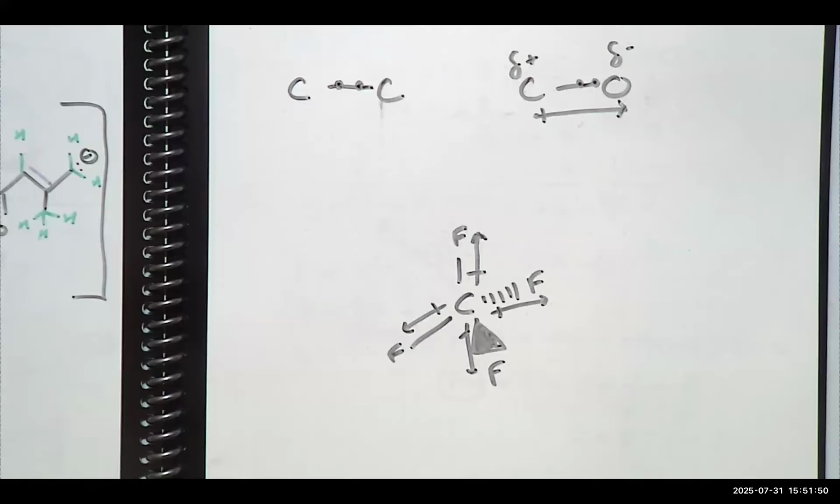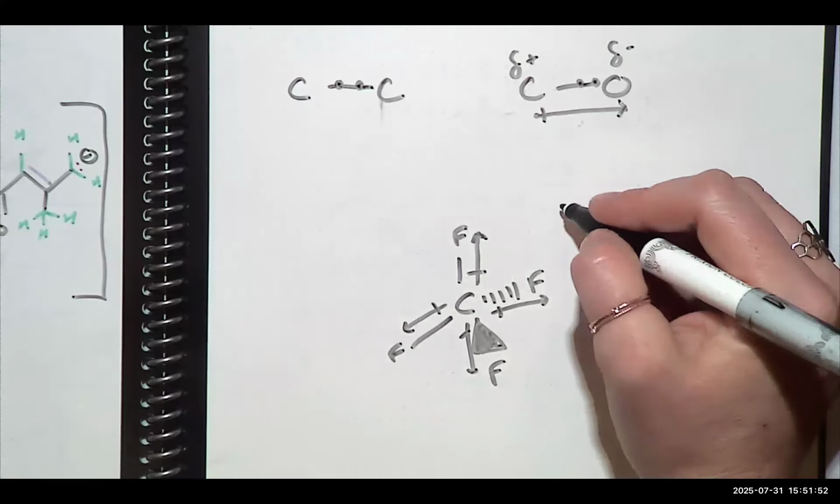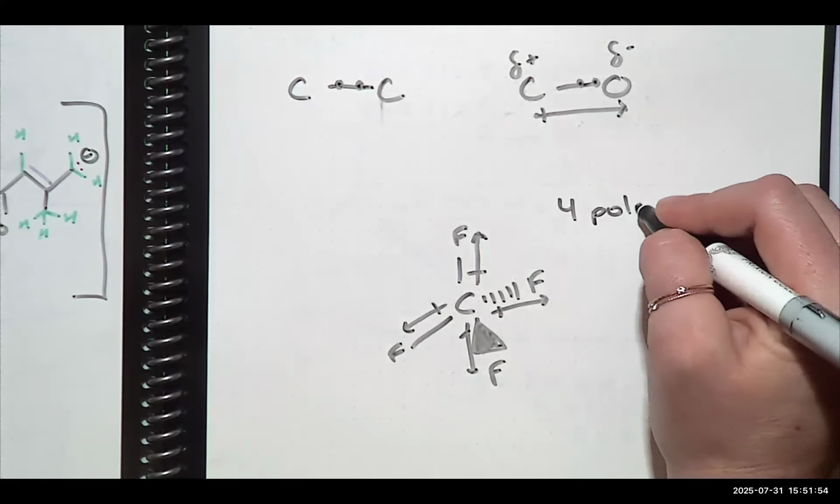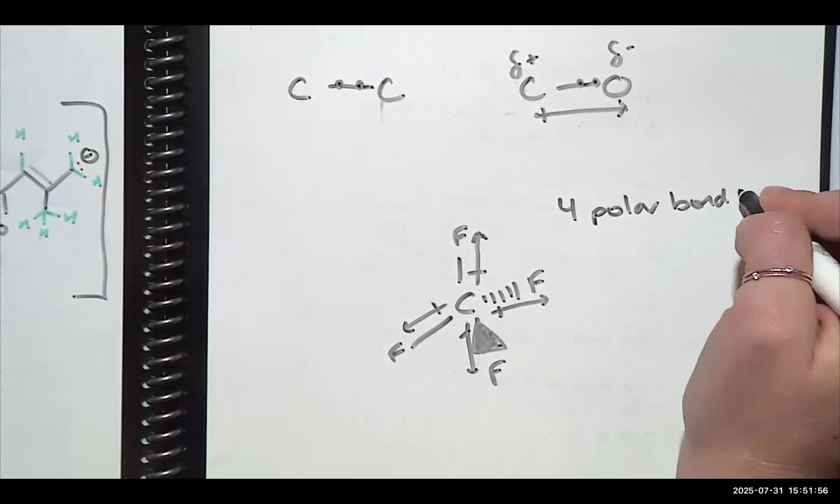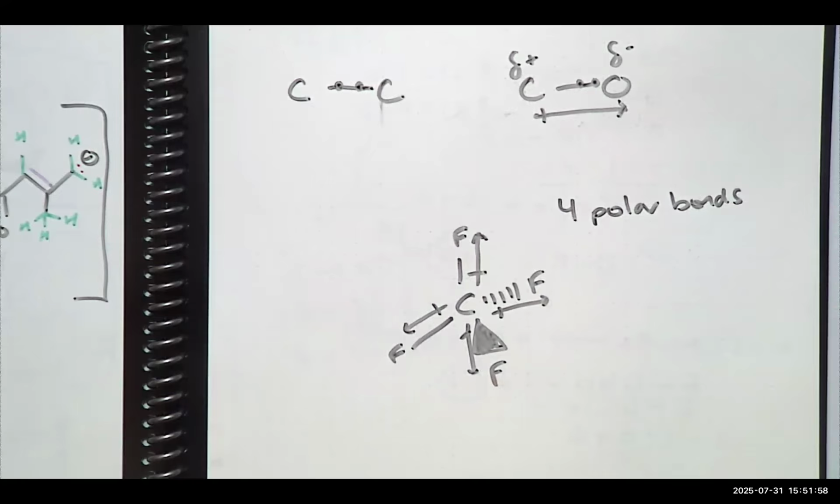So each of these bonds is polar. We have 4 polar bonds, and they all have the exact same difference in dipoles. So these fluorines are pulling away from the carbon by the same amount. And what that means is they cancel one another out.